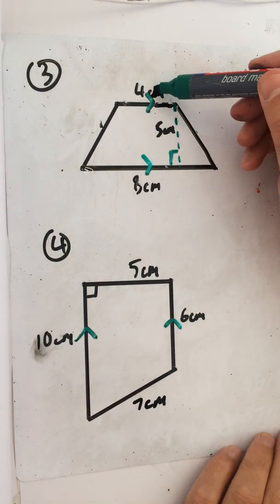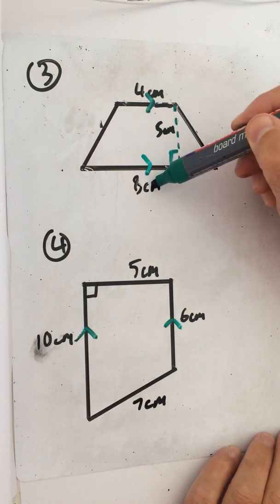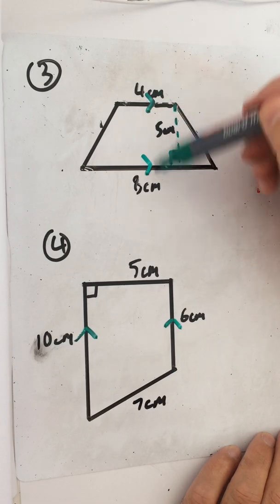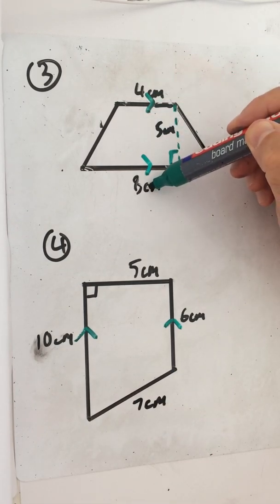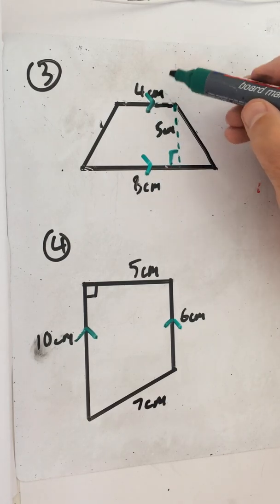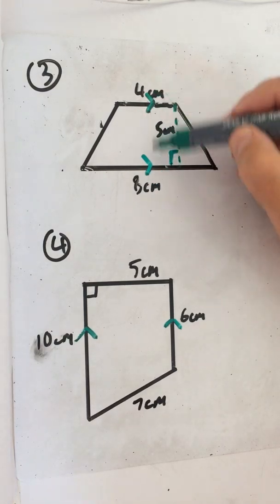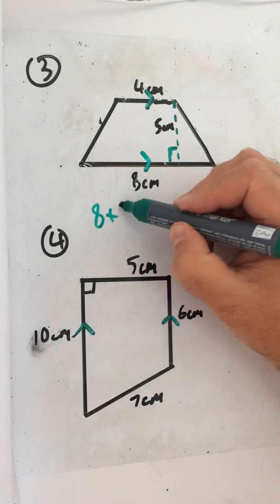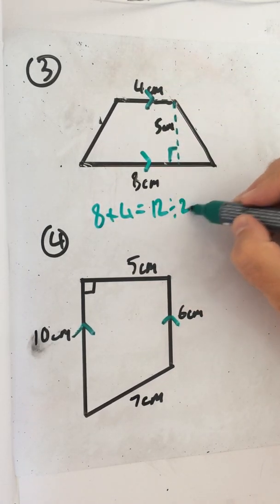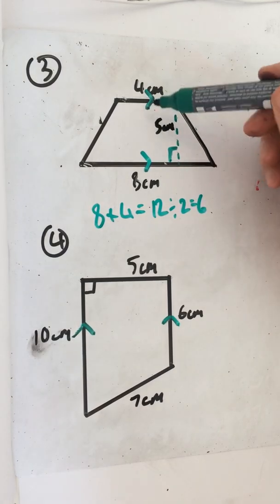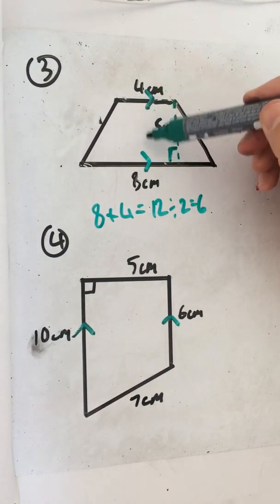So the way I look upon it, I'm going to find the mean of these two. To find the mean, you're adding them up. You're adding side A and side B, and then dividing by 2. So if I find the mean of the parallel sides, 8 plus 4 is 12. There are 2 sides, divided by 2, it's 6, okay? So the mean of these two is 6.